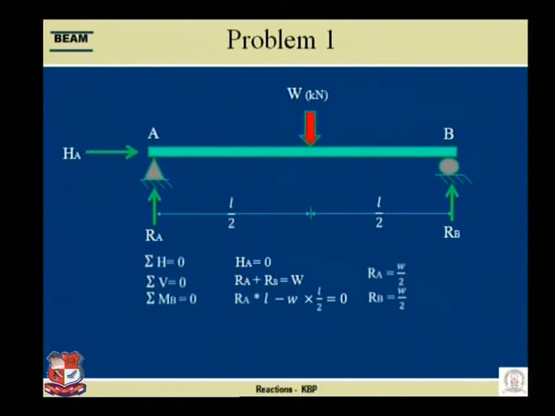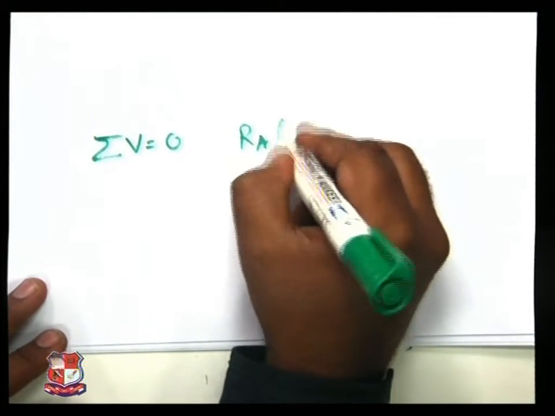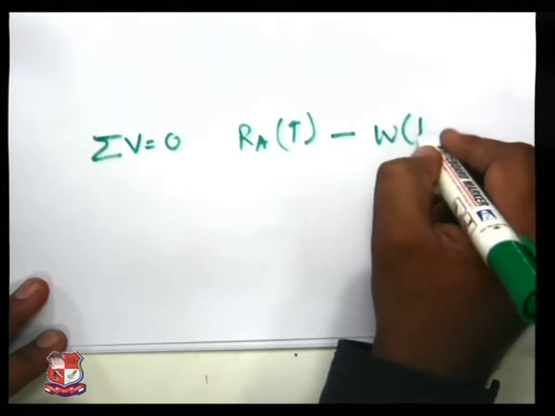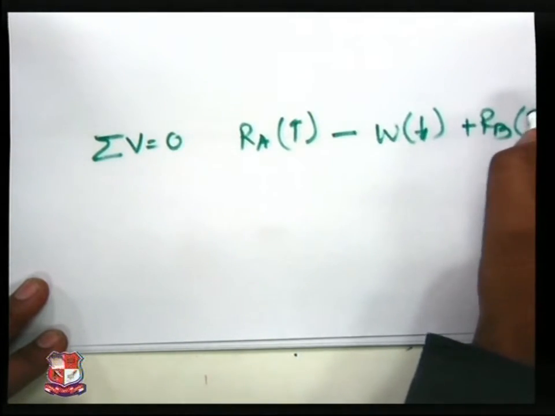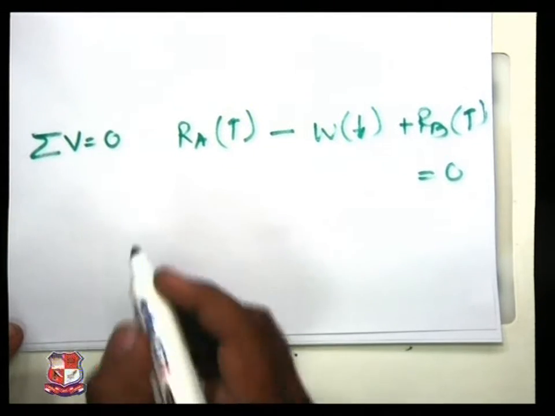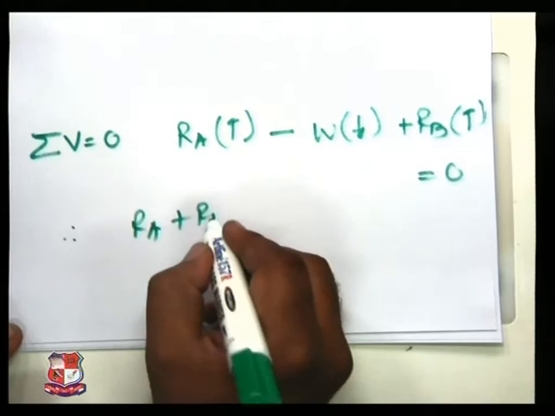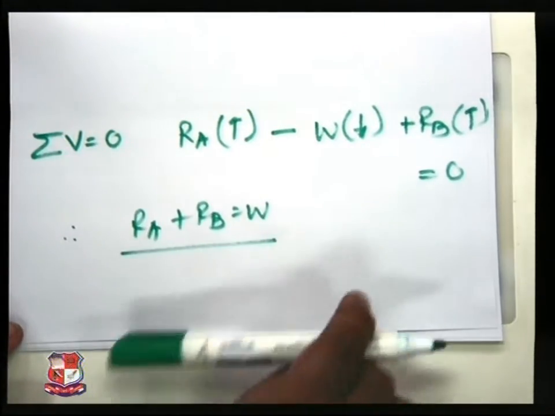Sigma V is equal to 0. In that case, RA, which is upward, minus W, which is acting downward, plus RB, which is acting upward, is equal to 0. Therefore, RA plus RB is equal to W. This equation we have achieved.